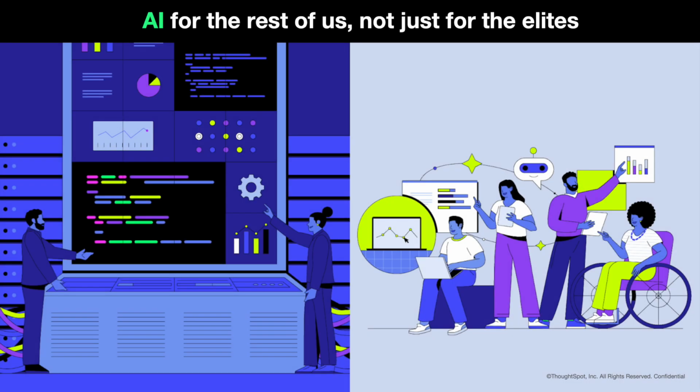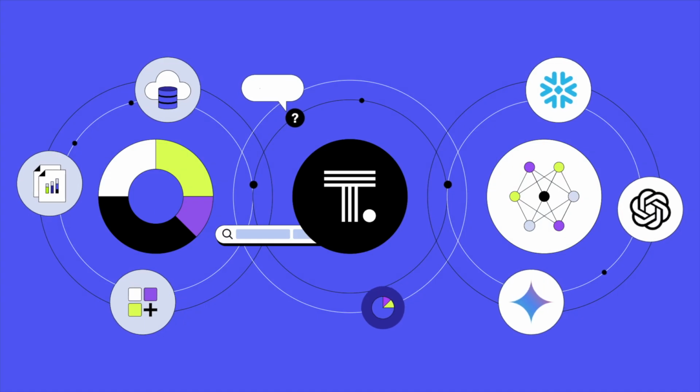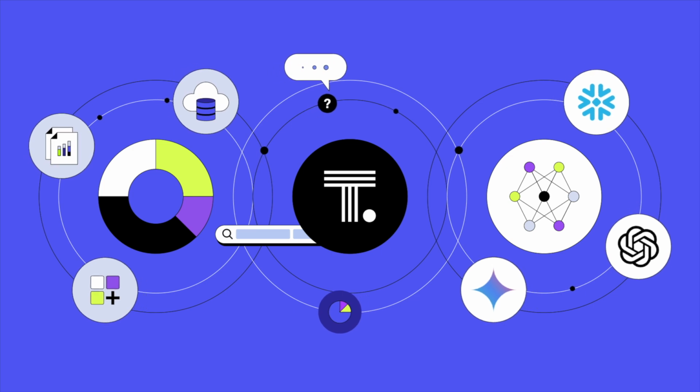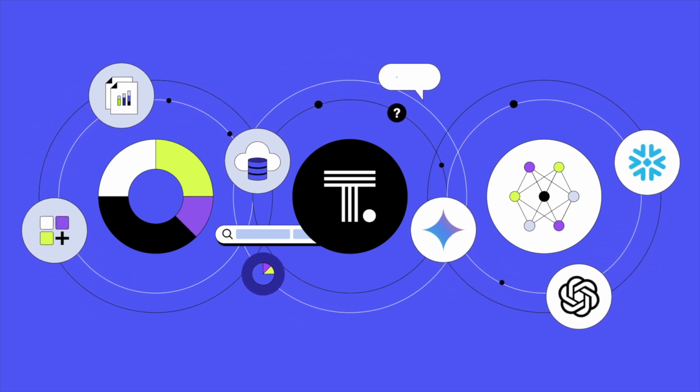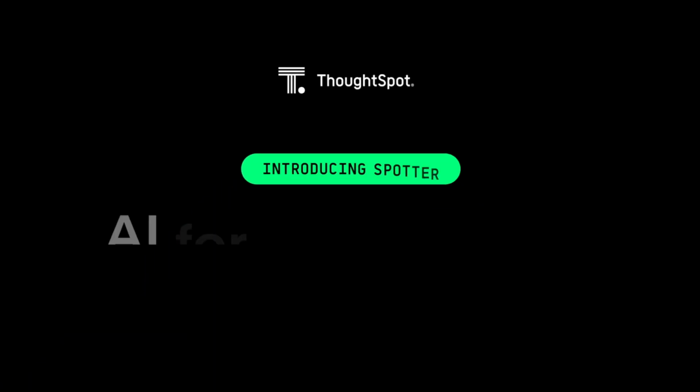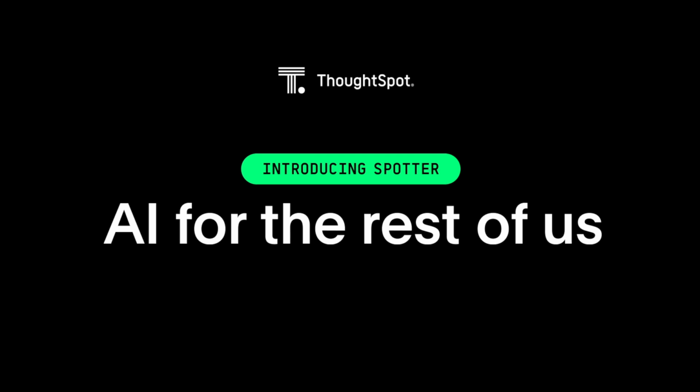Natural language makes data accessible for anyone, no matter their technical skills. As we've seen, Spotter's architecture takes natural language to the next level, delivering unmatched precision, power, and relevance. At ThoughtSpot, we believe AI should be for everyone, not just experts. Spotter is AI for the rest of us.